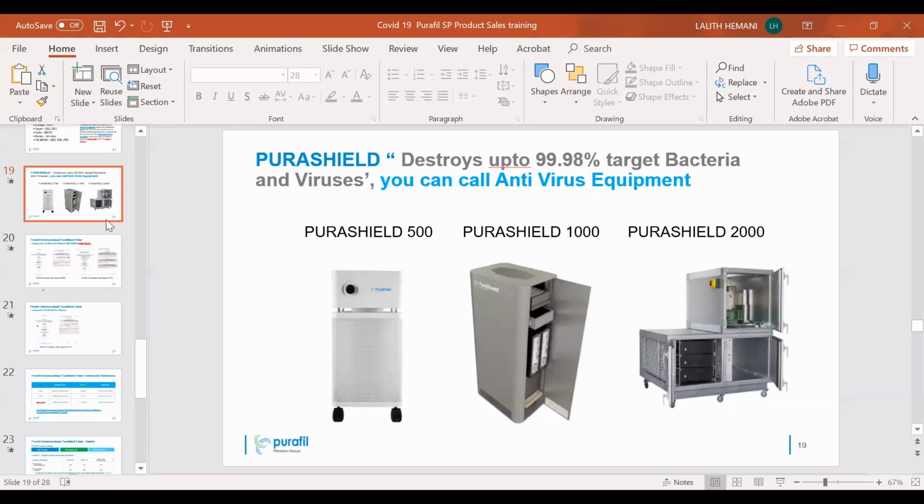Okay, see, there are 3 different models. All have 4 filtration stages, which means the technology, input and output are the same. The different sizes are meant for different areas. If you go through the brochure, the PuraShield 500 can cater up to 250 square feet, the 1,000 can cater up to 750 square feet, and the 2,000 will take care of 1,500 square feet.